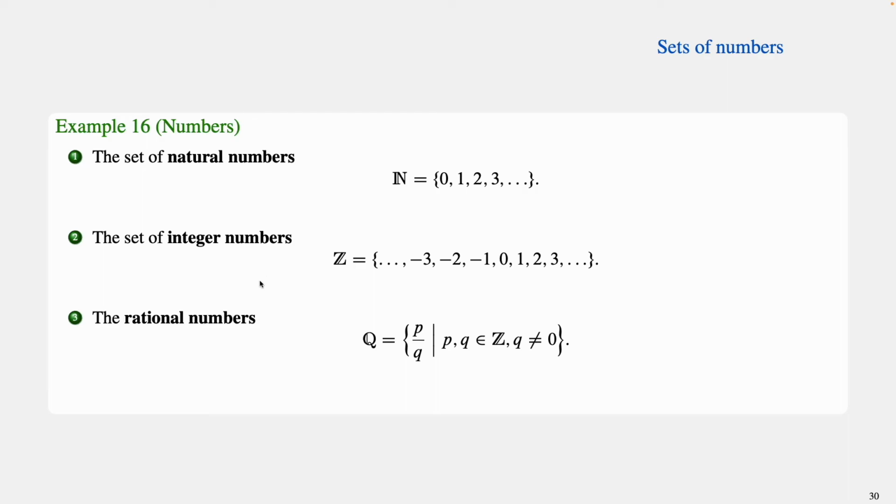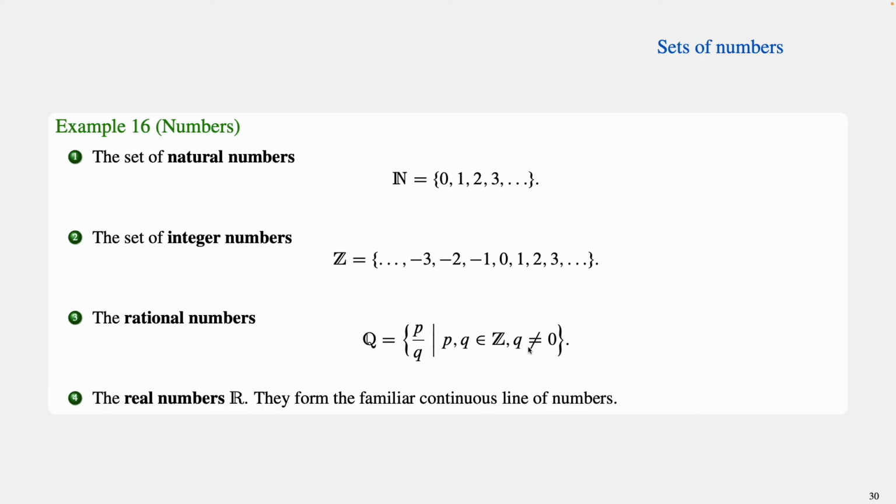Then we can form fractions out of the integers, which gives us the rational numbers, denoted by the letter Q. These are fractions p/q, where p and q are both integer numbers, but q, of course, should not be 0, because we cannot divide by 0.